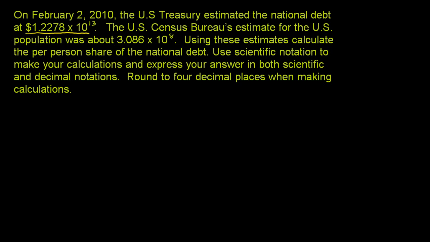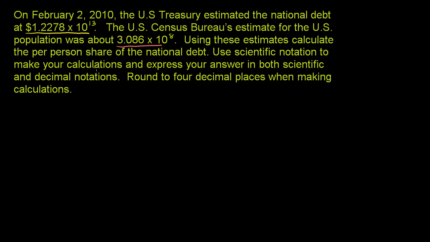Then they tell us that the U.S. Census Bureau estimate for the U.S. population was about 3.086 times 10 to the 8th power. So this is a little over 300 million people. So that's an interesting number right there. It's the population. And then they say, using these estimates, calculate the per person share of the national debt. So essentially, we want to take the entire debt and divide by the number of people. That'll give us the per person share of the national debt.